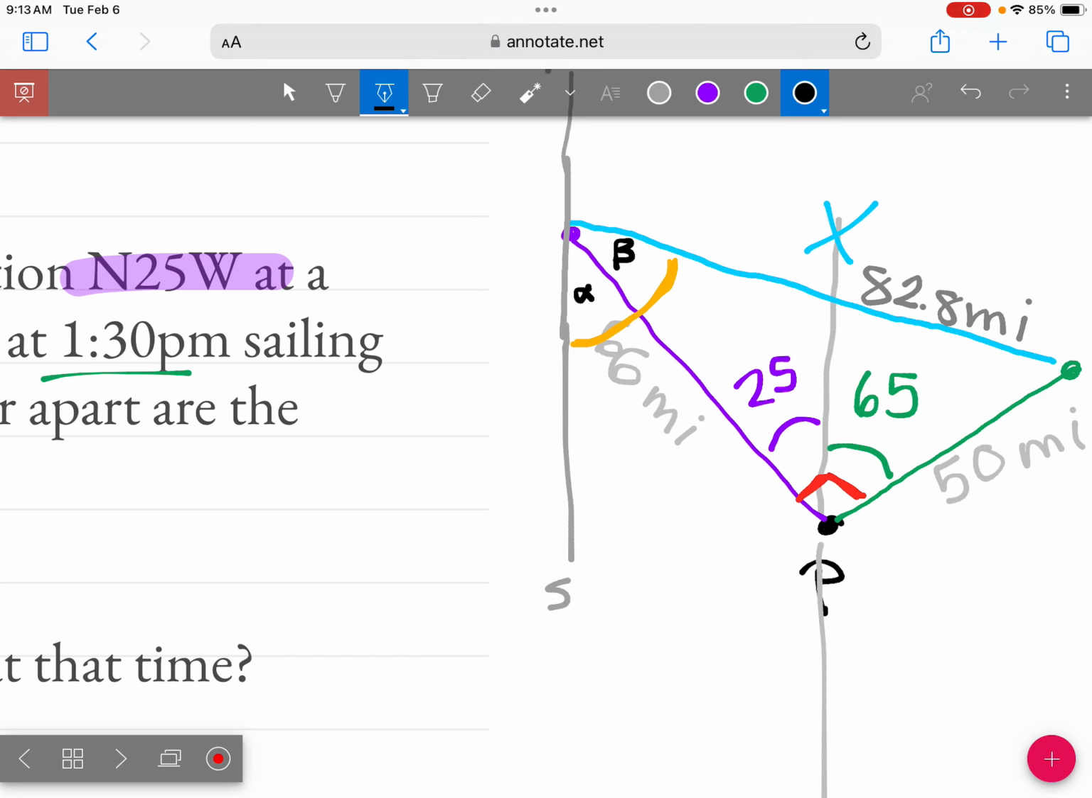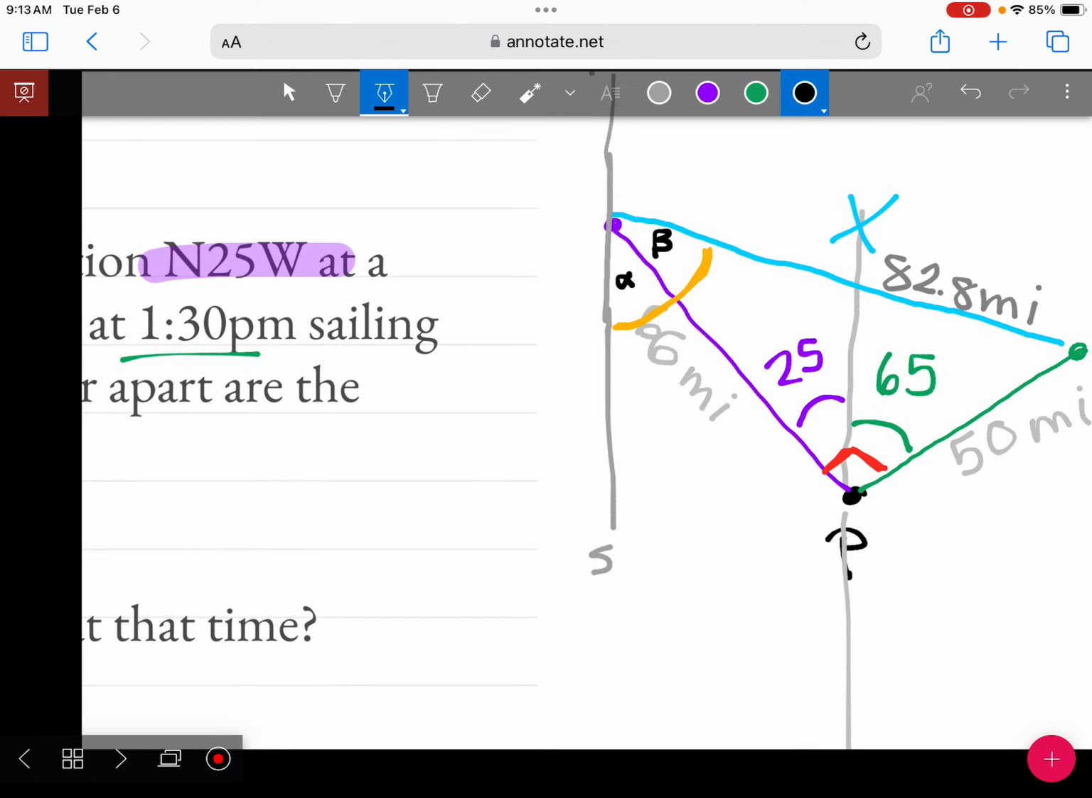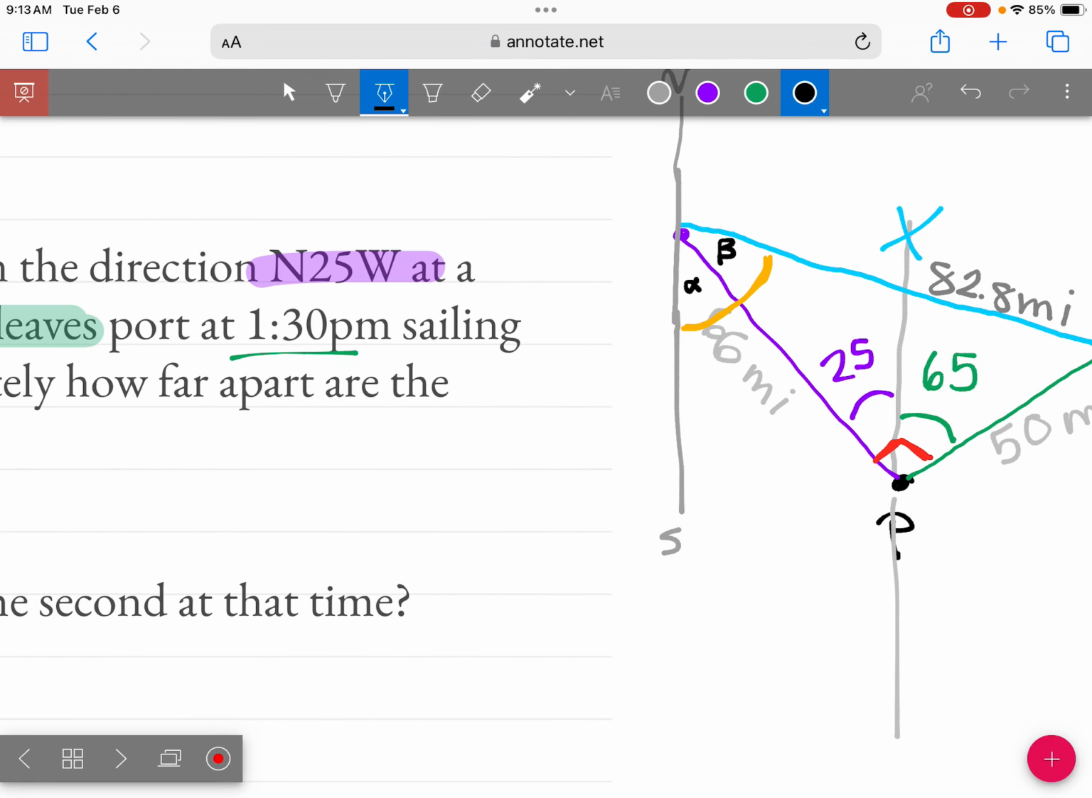What can I do to find either alpha or beta? Alternate interiors. Which one do we know? Yeah, the alpha. Because alpha is an alternate interior with what angle? 25. So alpha is 25. These guys are alternate interior angles, so they match up. So that angle is 25.